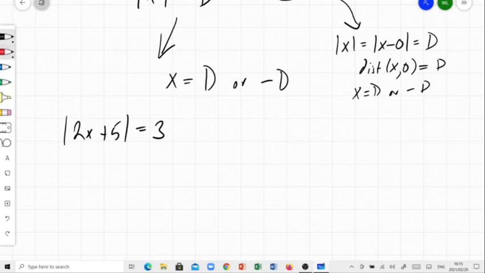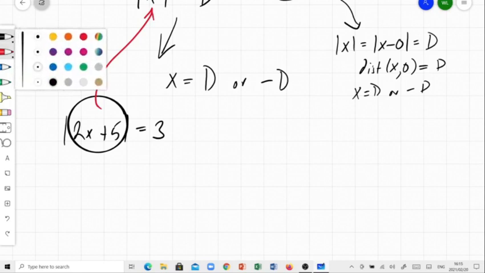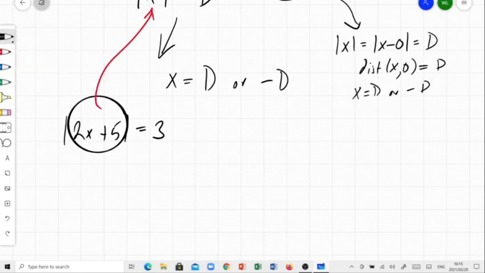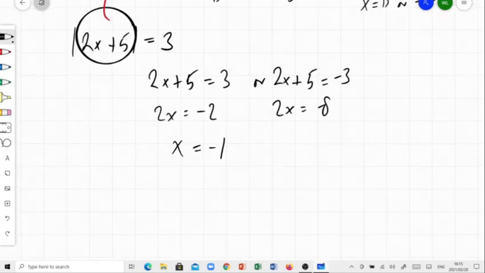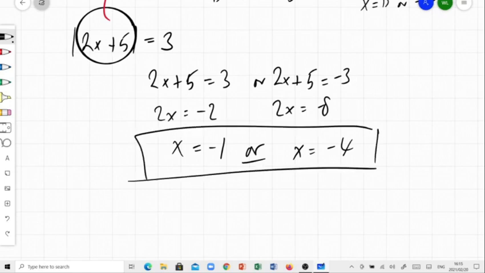In this case, you basically treat 2x plus 5 as a single number, like it plays the role of your x. And then you say that this will force my 2x plus 5 to be either 3, or it will force my 2x plus 5 to be negative 3. Then you can solve the equations: 2x is equal to minus 2, or 2x is equal to minus 8, forcing x to be either equal to minus 1 or equal to minus 4. So there we go.